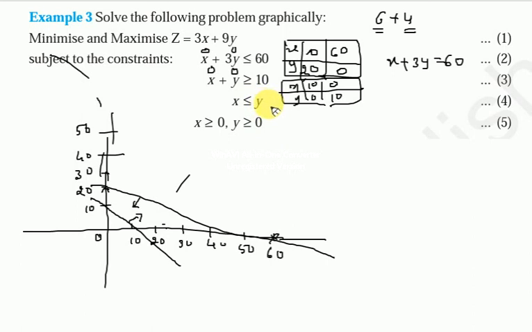Now we have one more line, x less than or equals to y means x is equals to y. If you put x is equals to 0, you will get y is equals to 0. If you substitute x is equals to 20, then you will get y is equals to 20. Therefore this is that line. But whenever the line passes through origin, we can't substitute origin as a testing point. We need to take some other point as a testing point. So this is very, very important.